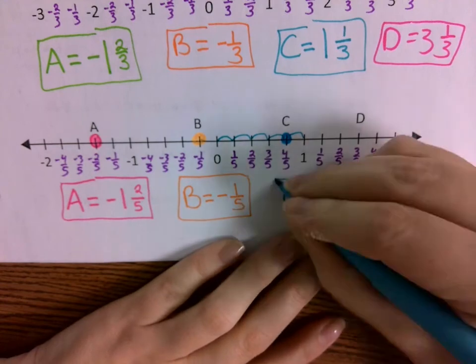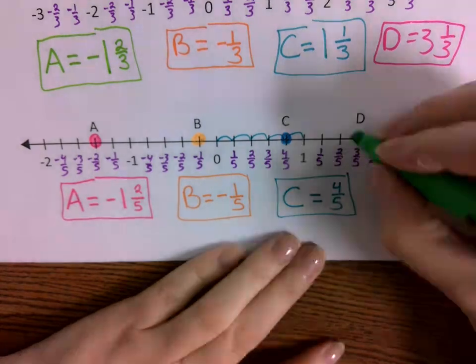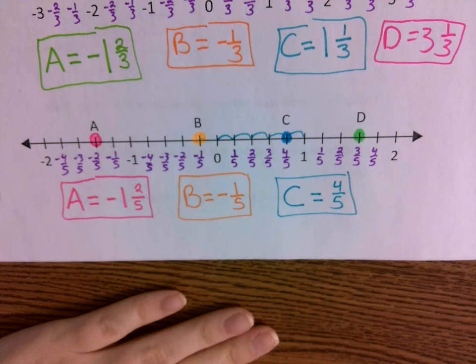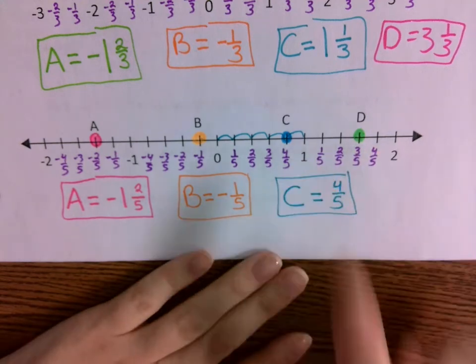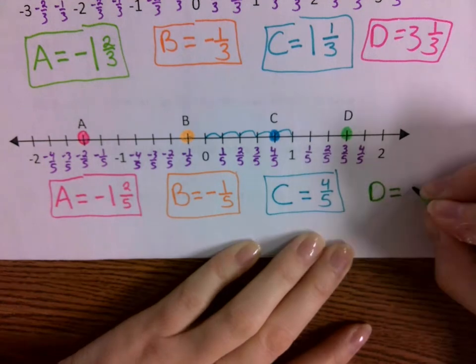Okay, point D. Does point D pass a whole value? Yes. What whole value did it pass? It passed a 1. Point D passes the whole value of a 1. So we know that point D is going to have a 1 and what? 3/5.